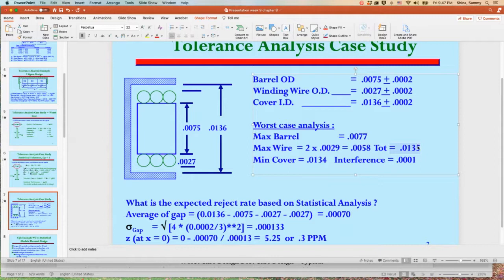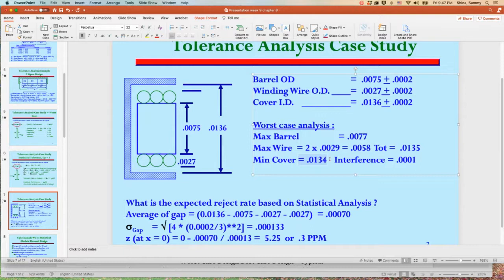So we get 0.0135 from adding the maximum barrel and the maximum of two wires. The minimum cover is 0.0134. This is an interference fit. That means theoretically, in worst case analysis, these parts will not fit.